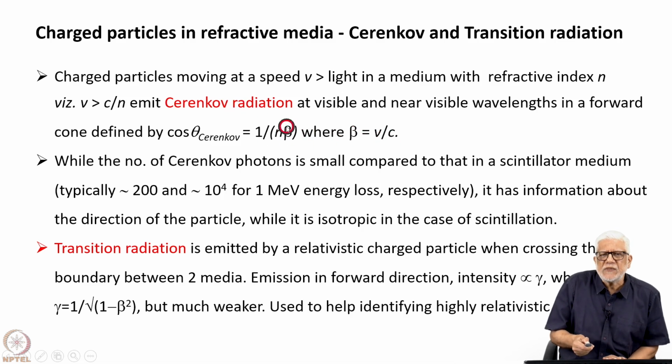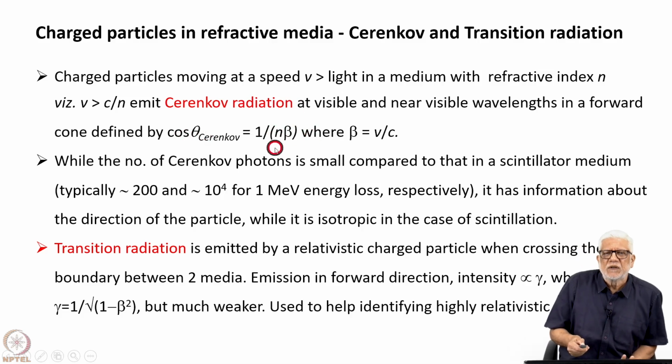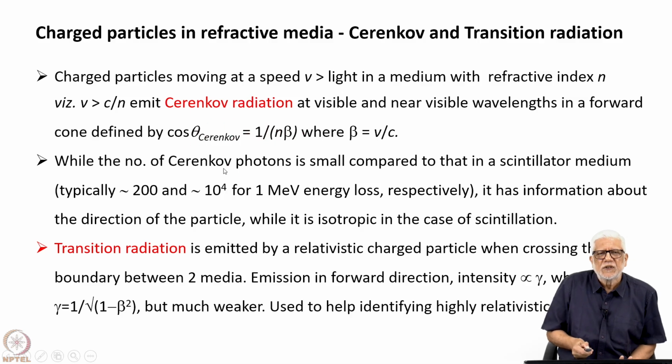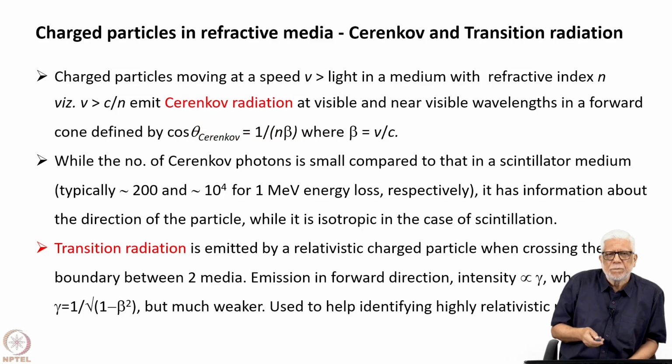Let us say beta is of the order of 1, it is a relativistic particle, then the cosine of that angle is just given by 1 by n approximately. So if n is 1.5 as in glass, then cosine theta is like 0.67. This defines basically a cone which is useful in identifying the original direction of the radiation.